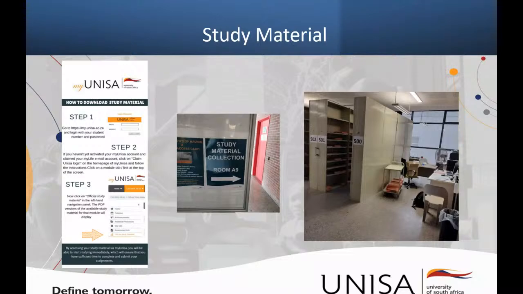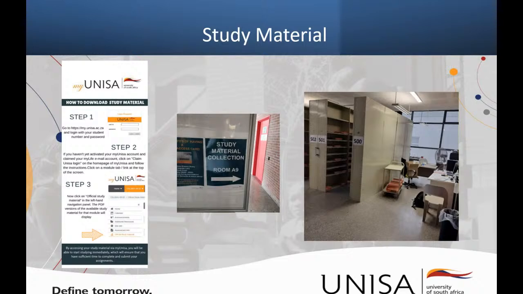The next is study material. All students, as soon as you register, have access to your study material. You log into MyUNISA and you can access that function on MyUNISA. Then, if you would like physical hard copies, there are two options. You can choose the courier option, whereby they deliver the study material to your address specified on the system, or we have counter collection available on campus.